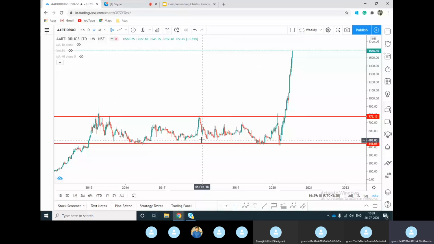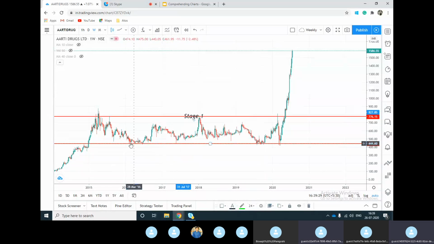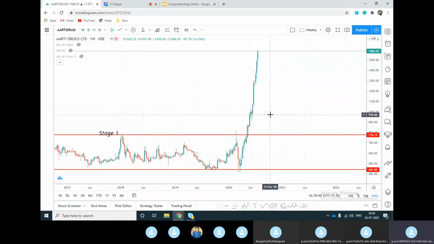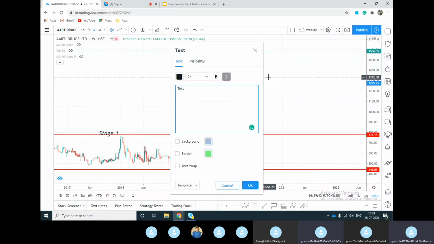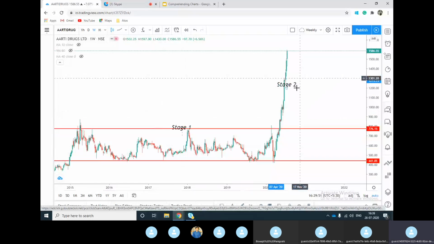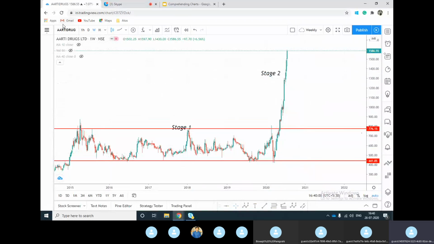What I see is that this is clearly stage 1. Accumulation is happening here with range-bound activity. And then what happened? It zoomed up. Surely it is stage 2. Now we are not advising to buy anywhere. We are just saying that this is stage 1, this is stage 2. That's it. And we will be having stage 3 and then stage 4 if things go well.